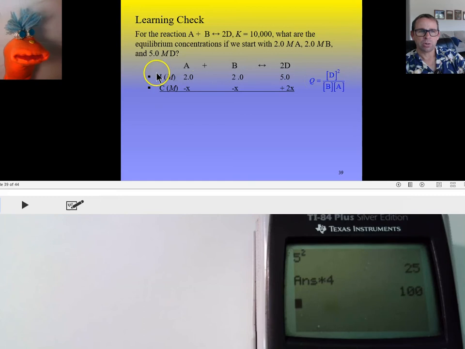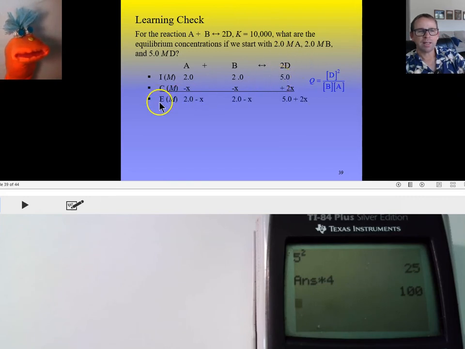to shift. So initial, and this is the change. We're going to lose some of our reactant, so we say minus, and we're going to gain some of our product, plus. But the amount of product that we gain is going to be twice as much relative to the amount of A or B that we lose, because that's what the stoichiometry tells us. So the change is minus X for A, minus X for B, and plus 2X for D.